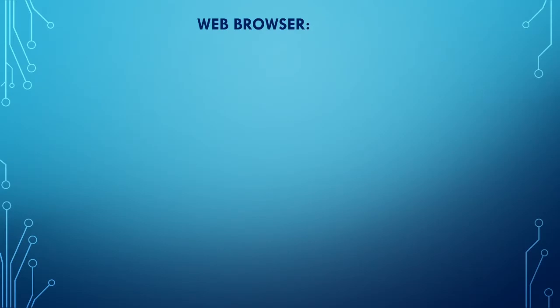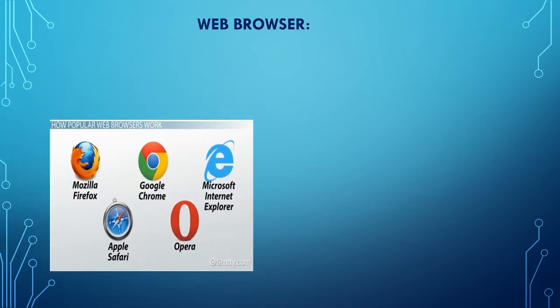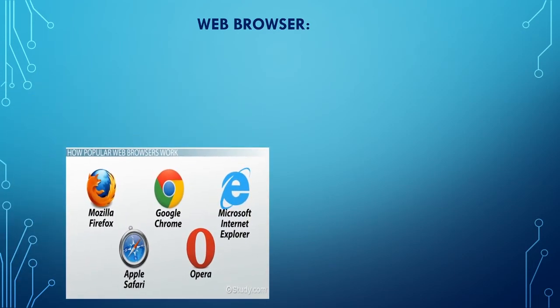Next is web browser. Now, can anyone tell me what a web browser is? Because if we don't have a web browser in our device, we cannot access the web page. So if you want to access the web page, you need to have a web browser installed in your computer or in your device. So let me show you what the web browser is. Okay, now you can understand that.